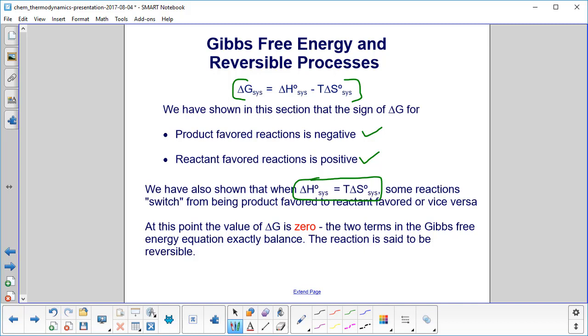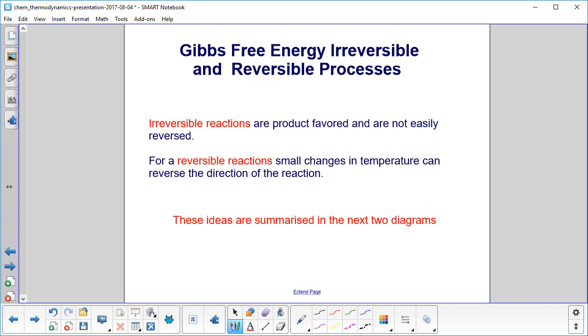At this point, the value of delta G, change in Gibbs free energy, is 0. The two terms in the Gibbs free energy equation exactly balance. The reaction is said to be reversible. This is a big concept right here. Irreversible reactions are product favored, another word for that is spontaneous, and they are not easily reversed, hence the name irreversible. For reversible reactions, small changes in the temperature can reverse the direction of the reaction.